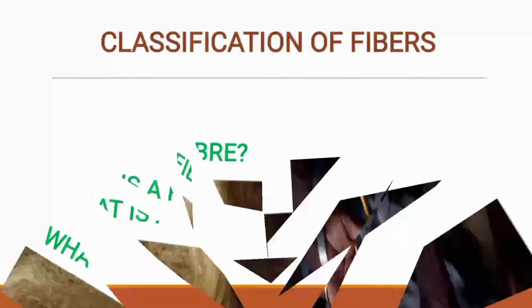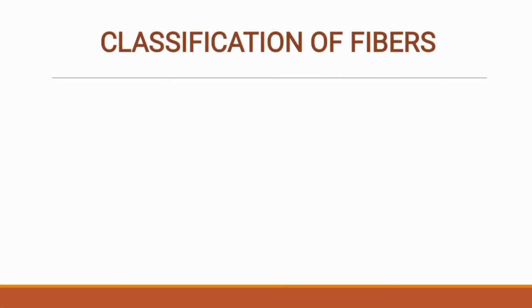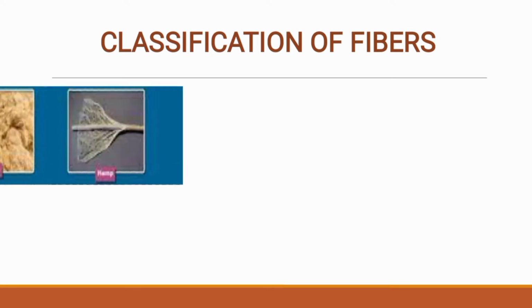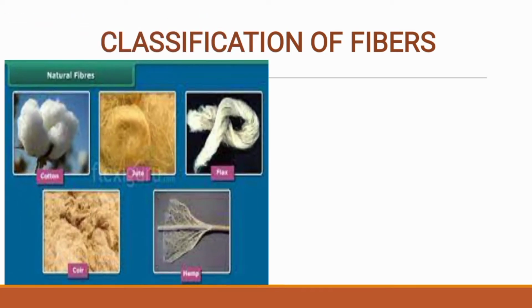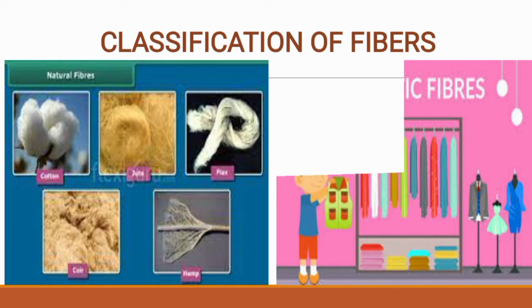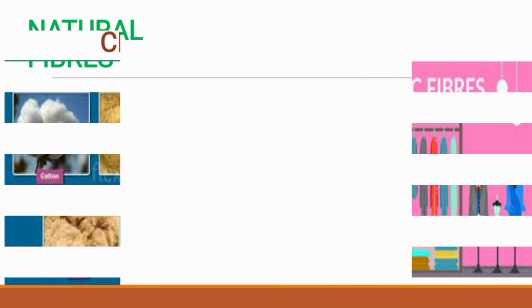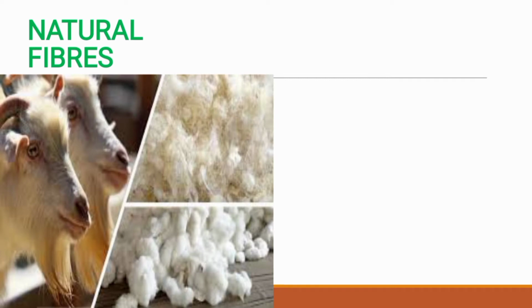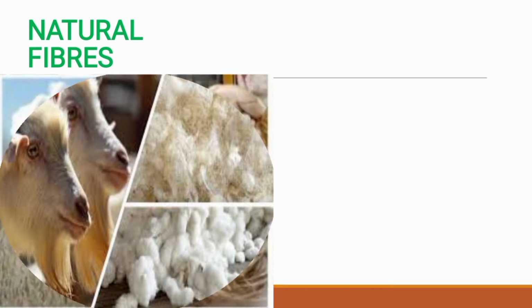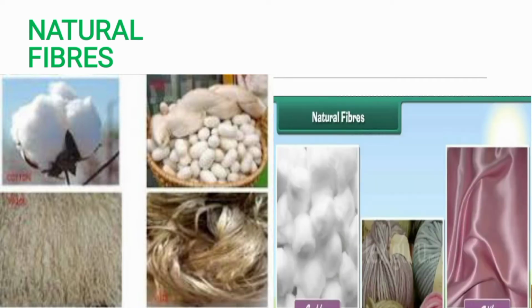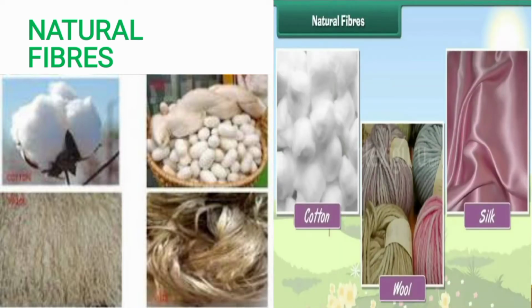And that will bring us to various types or classification of what? Fibers. Now, fibers are classified into two: the natural fibers and the synthetic, or we can call them man-made or artificial fibers. Now, let's look at the natural fibers. Natural fibers can be gotten from two sources: the plant source and the animal source.